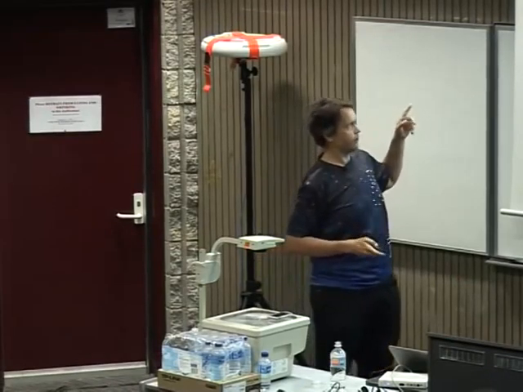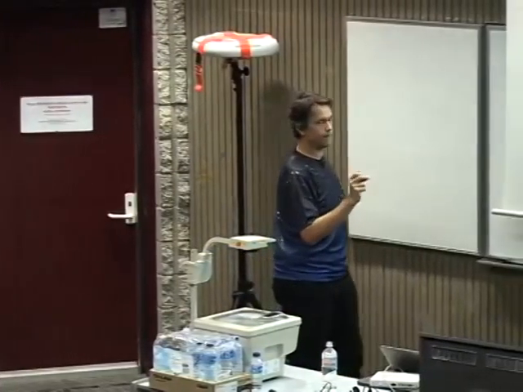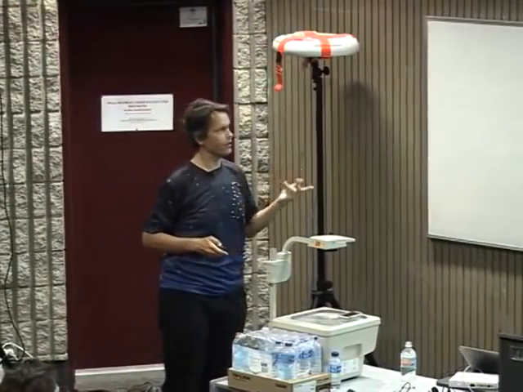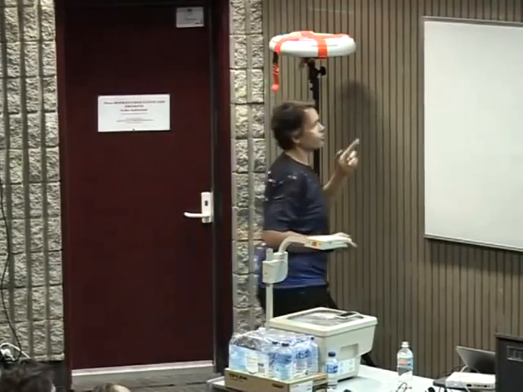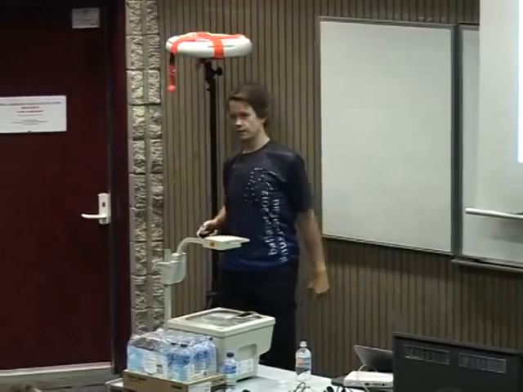It needs to be very well documented and needs to be stuck to. Write an .indent.pro. Very useful trick. And that's in the actual version control system, so anybody working on your project can just run indent on a function, whatever, and it comes out the way it's supposed to. So there's no arguments. And if your coding standard is not expressible in .indent.pro, you're doing your coding standard wrong. You should reformat code to achieve them. Don't mix reformatting changes with functional changes. You'll hate yourself.